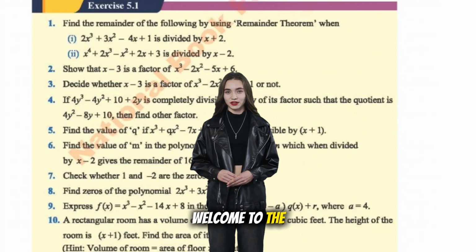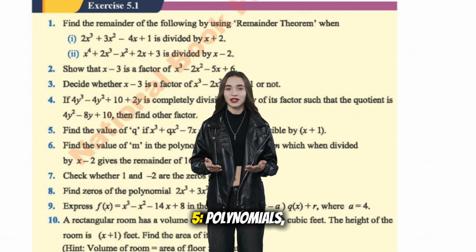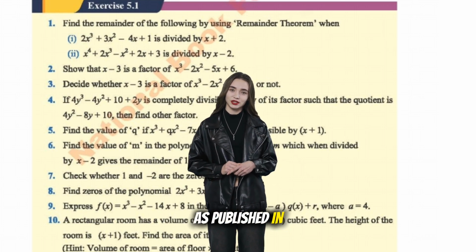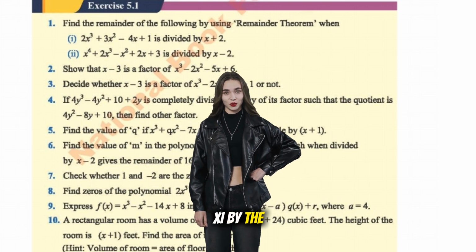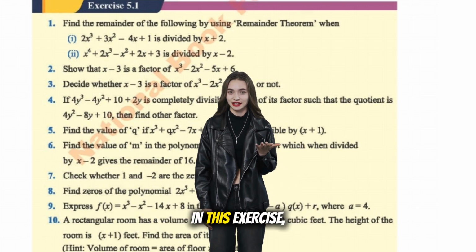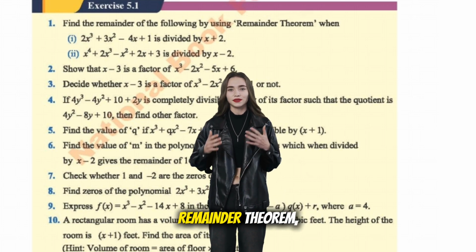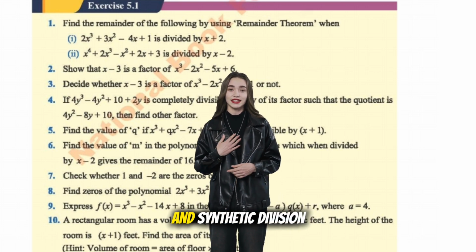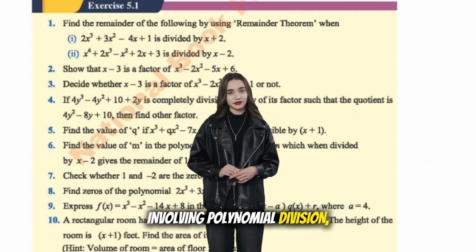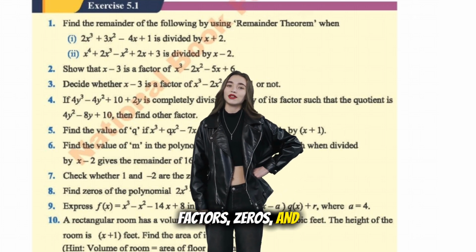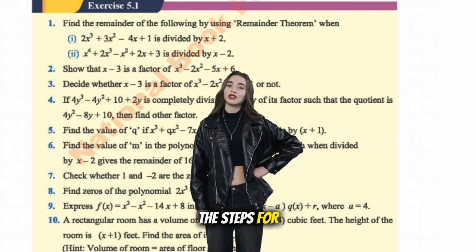Welcome to the solutions for exercise 5.1 of Unit 5, Polynomials, published in the Model Textbook of Mathematics for Class 9 by the National Book Foundation. In this exercise, we apply fundamental concepts like the remainder theorem, the factor theorem, and synthetic division to solve problems involving polynomial division, factors, zeros, and remainder calculations. Let's walk through the steps for each question.